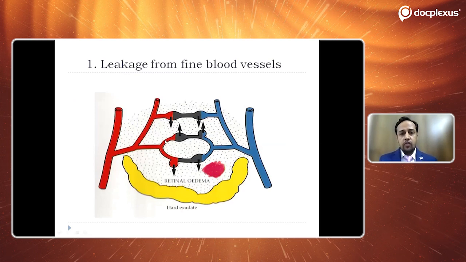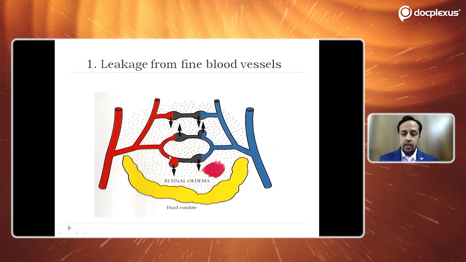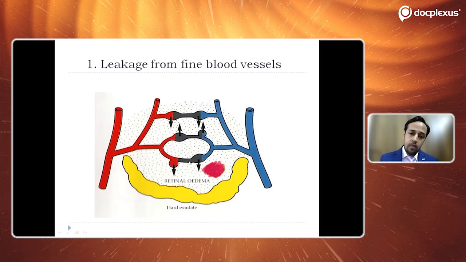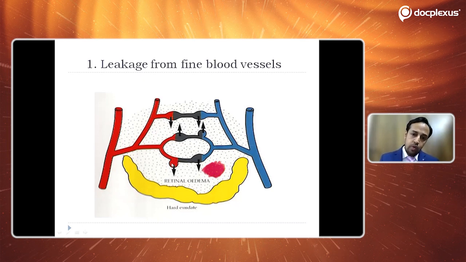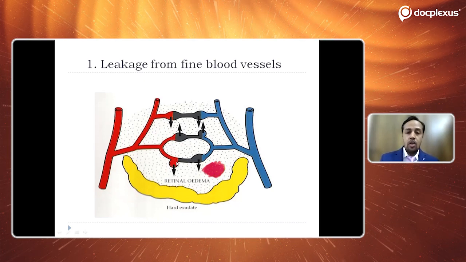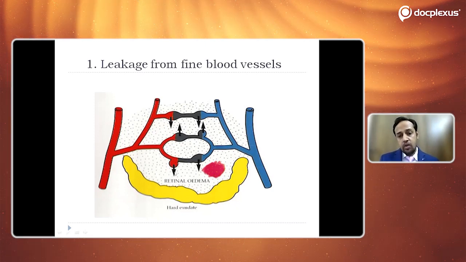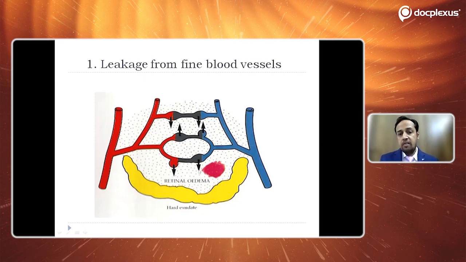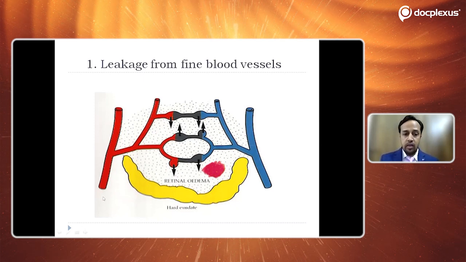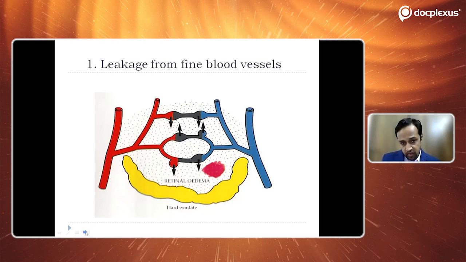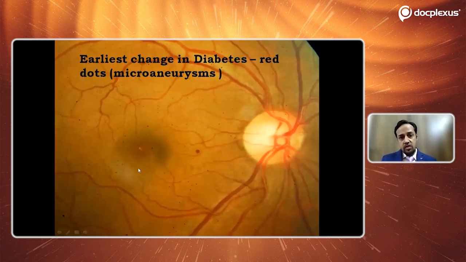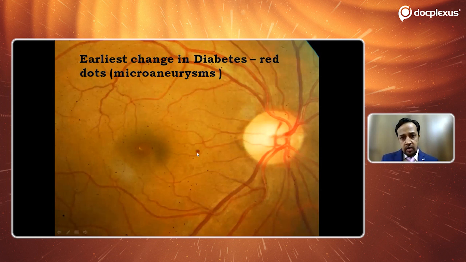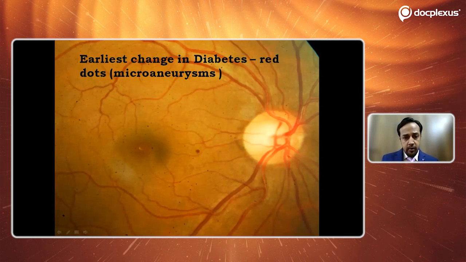Here we can see that from the capillaries there is loss of pericytes, and this causes saccular outpouchings from the endothelial wall. These saccular outpouchings are called microaneurysms. Usually they will leak and cause retinal edema. They will leak lipids, causing hard exudates in the retina. They will bleed, causing dot and blot hemorrhages. So we are subsequently seeing the various changes. The earliest changes are microaneurysms, which are like red dots. We can see here, and this is more prominent.